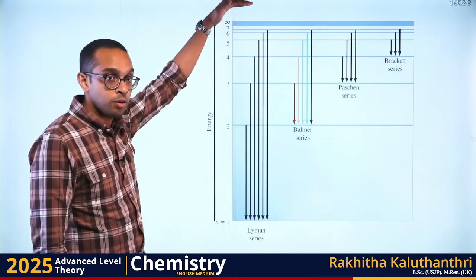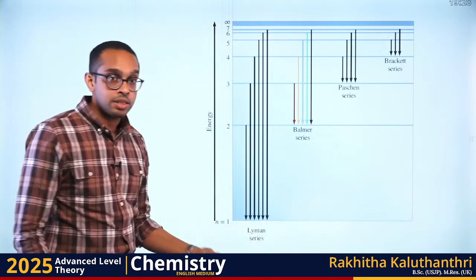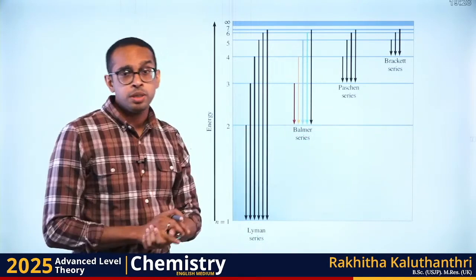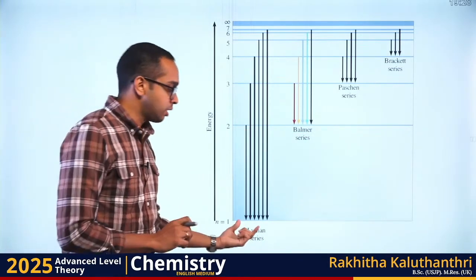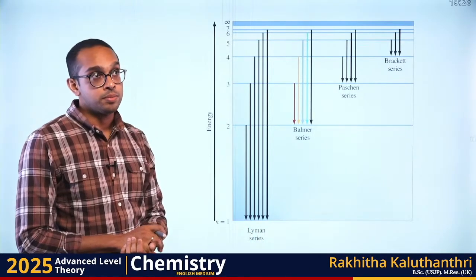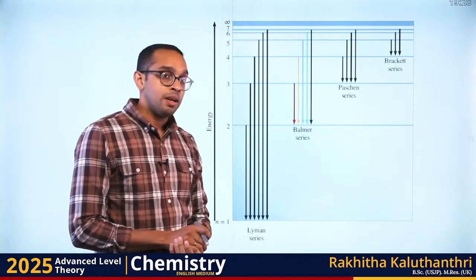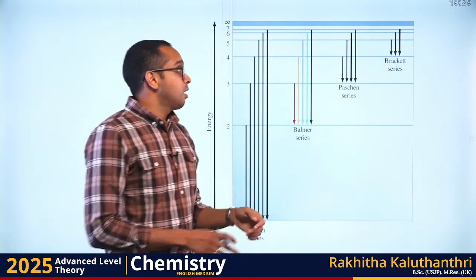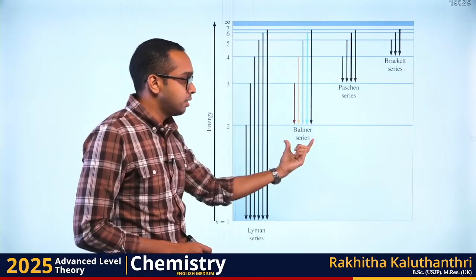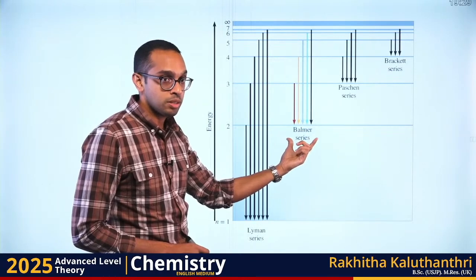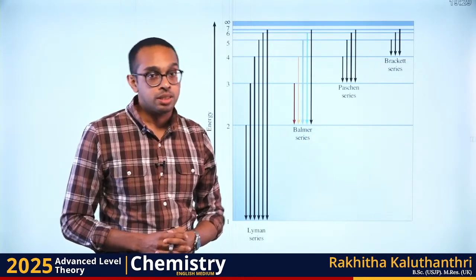If electrons are falling directly from high energy levels to the first energy level, the radiation that is emitted due to these types of electron transitions falls under an area of hydrogen's emission spectrum known as the Lyman series. And when electrons are falling from high energy levels to the 2nd energy level, those types of electron transitions produce a section in hydrogen's emission spectrum known as the Balmer series.